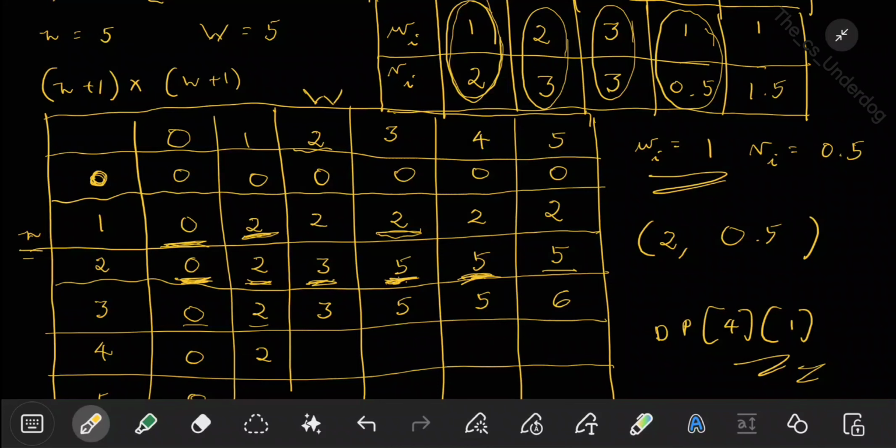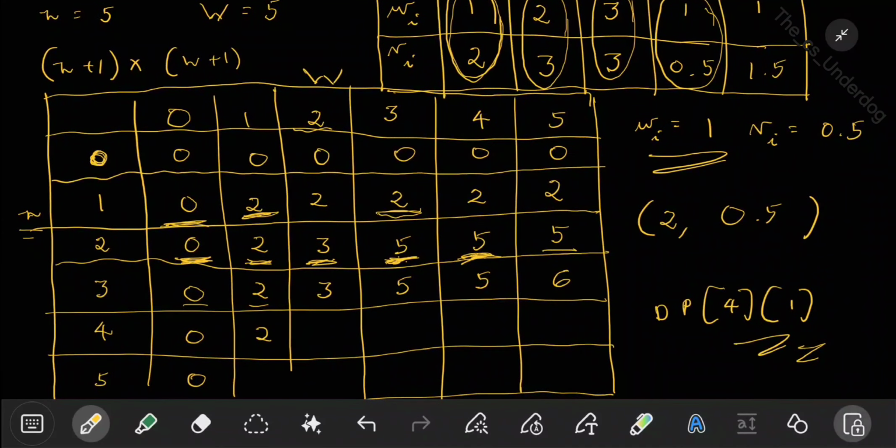What about the next block? Again, the same logic. You will either take 3 or you will take 2 plus 0.5, which is 2.5. So 3 is larger, you will take 3. Here, you will either take 5 or 3 plus 0.5, which is 3.5. So 5 is larger. Again, you will either take 5 or 5 plus 0.5, which is 5.5. So 5.5 is larger here. What about this block? You will either take 6 or 5 plus 0.5, which is 5.5. 6 is larger, so you will take 6.